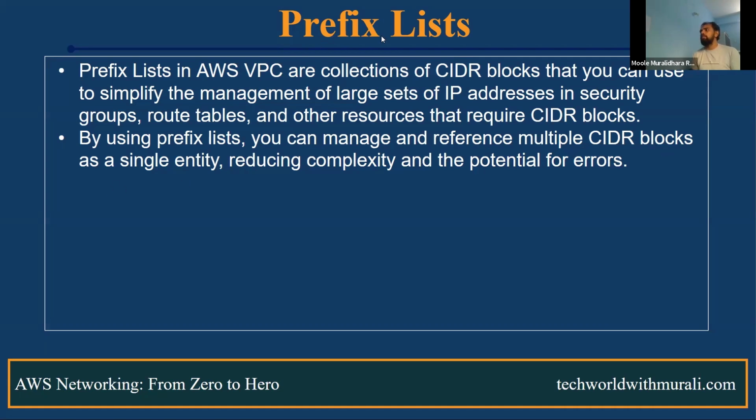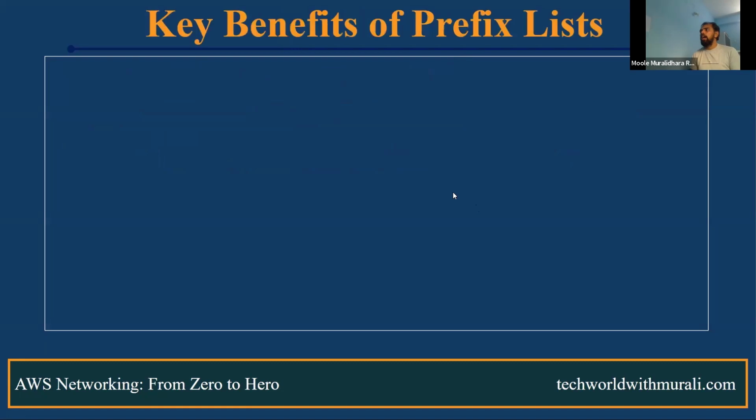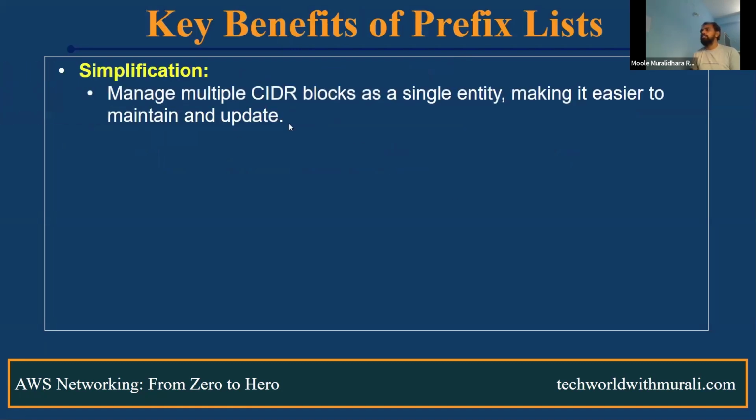Okay, single entity inside the prefix list, we can add everything, reducing the complexity and potential for errors as well. Okay, and there are key features available in this particular prefix list. First one is simplification. We can manage multiple CIDR blocks as a single entity, making it easier to maintain and update. If you want to update, we can easily do that.